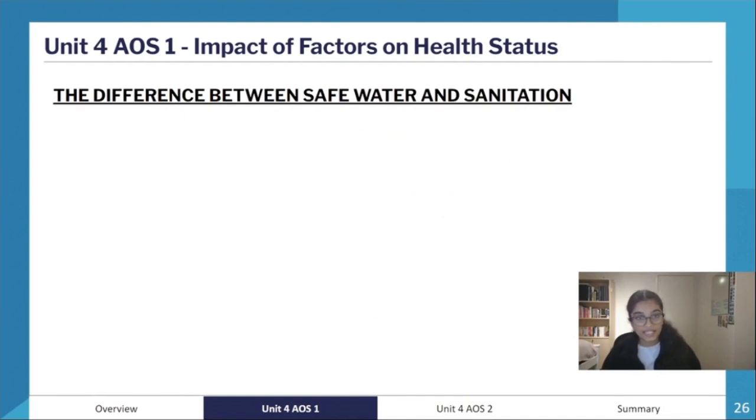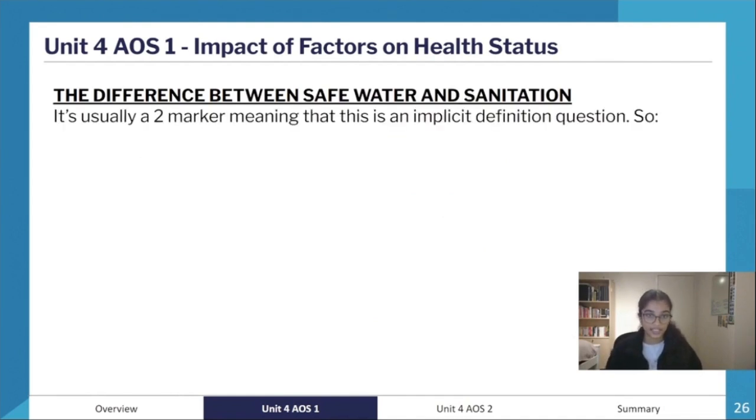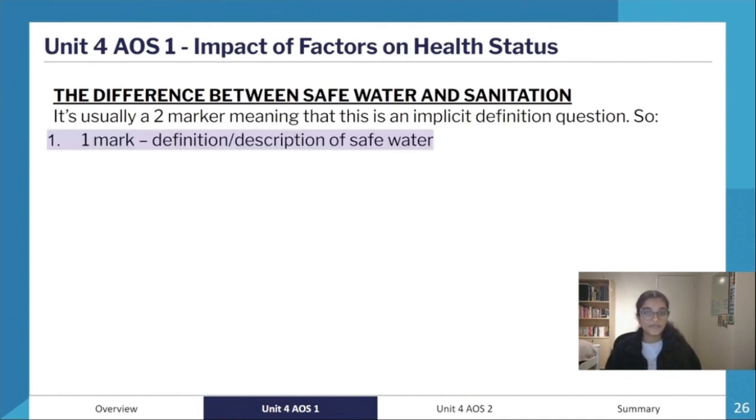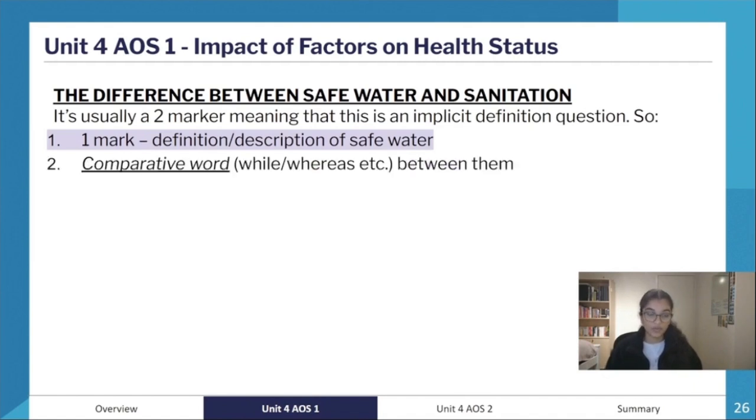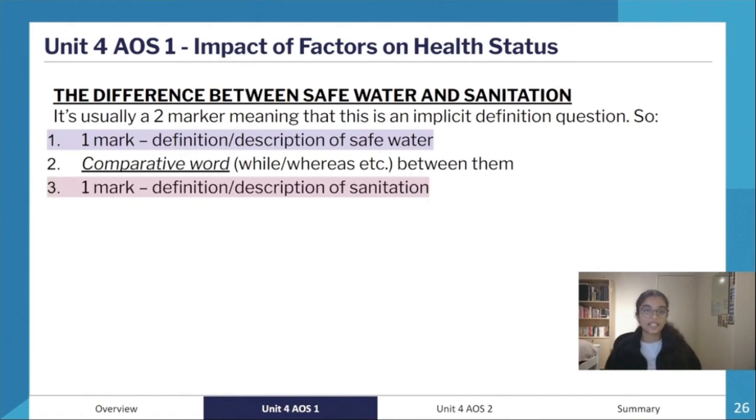So here is the key difference between safe water and sanitation. This is usually a 2-marker question. So 1 mark is for the definition or description of safe water. Then you have to include a comparative word anytime it asks for the difference. Okay, so very, very common SAC question. So make sure you have something like while or whereas in between the 2 definitions. And then the 2nd mark is for the definition of sanitation.